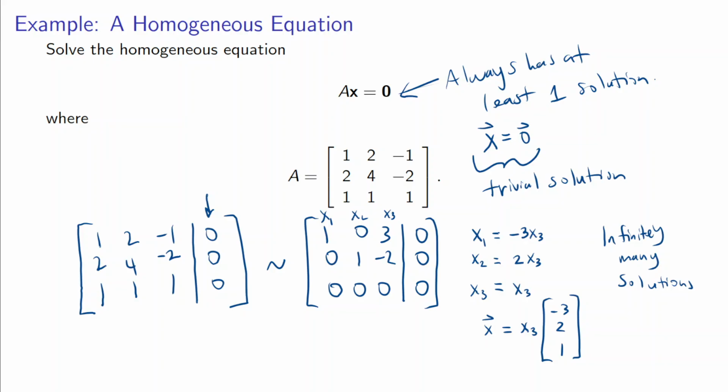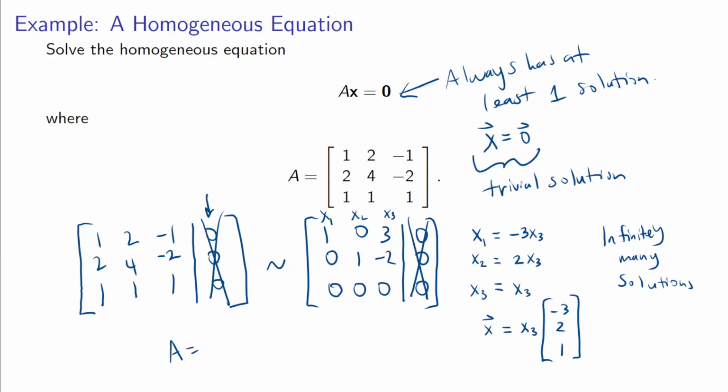We saw in the previous video that if we ignore that last column and just row reduce, we end up with a column without a pivot. That tells us that these vectors are linearly dependent, the vectors making up the columns of A.